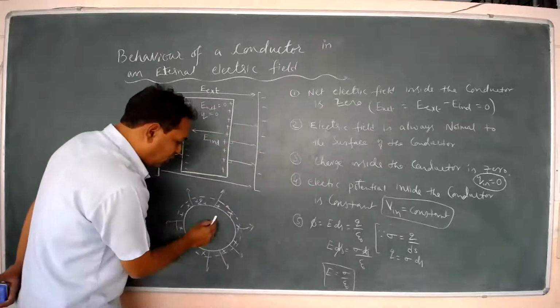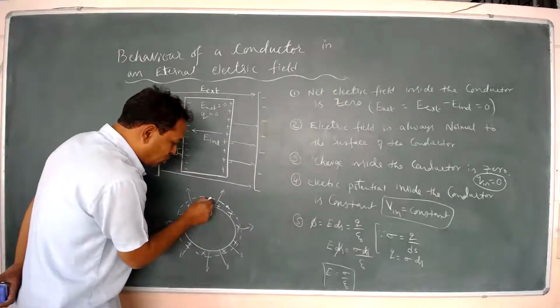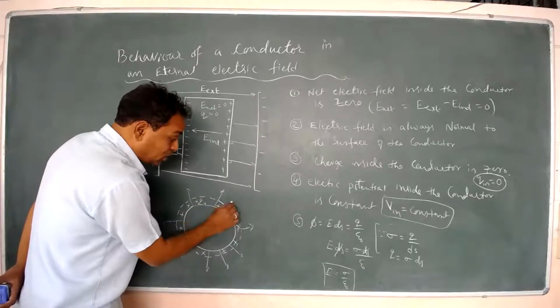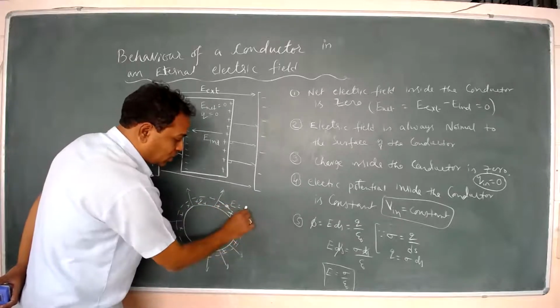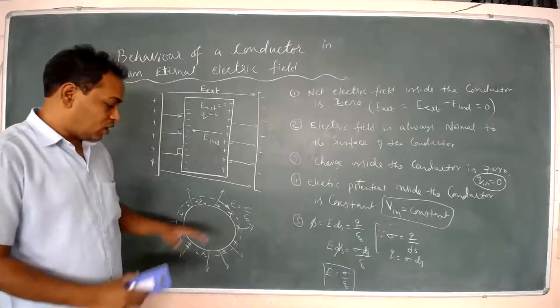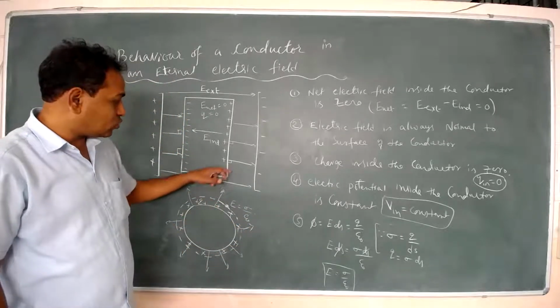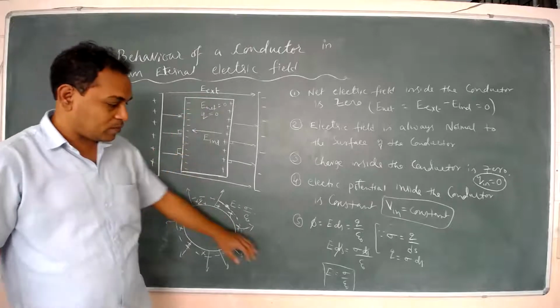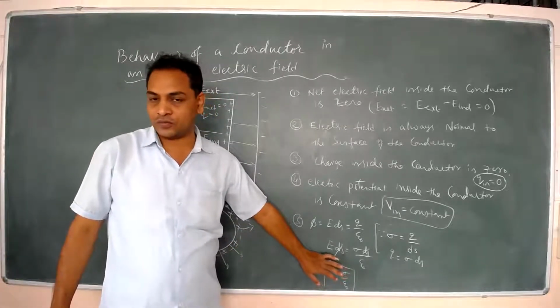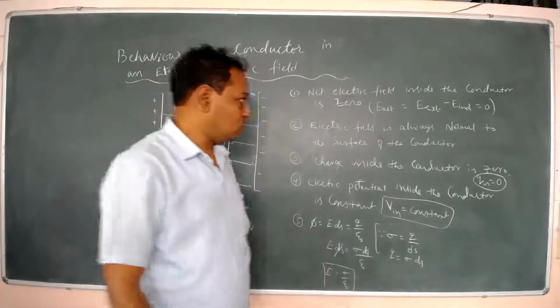So the electric field at any point just outside this charged surface, or just outside the conductor, is sigma by epsilon naught. So electric field just outside the conductor, E is equal to sigma by epsilon naught. This is the electric field value. Got it?